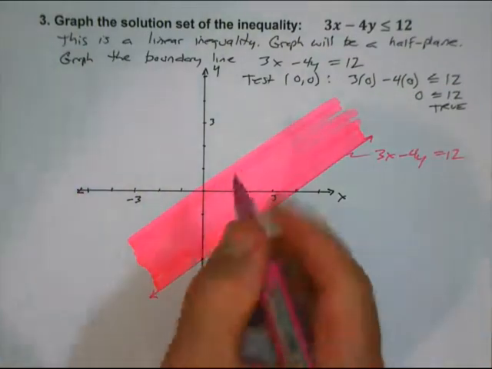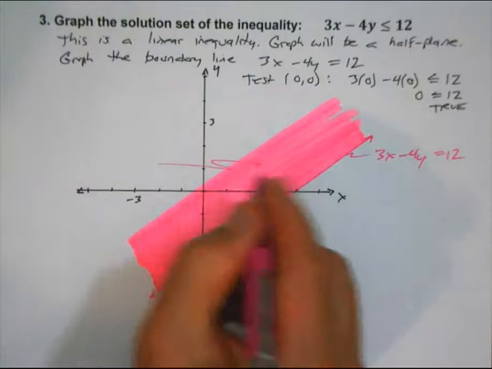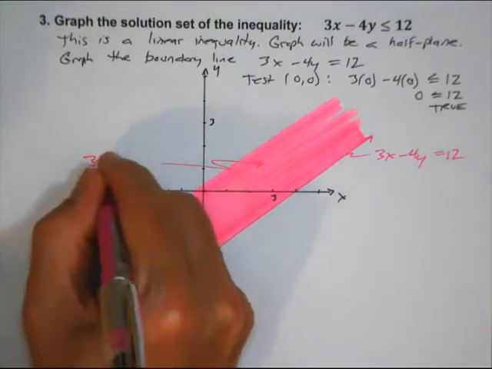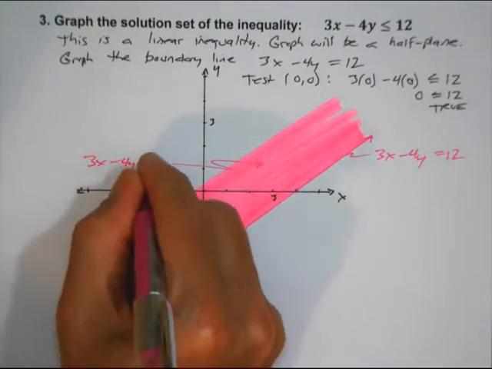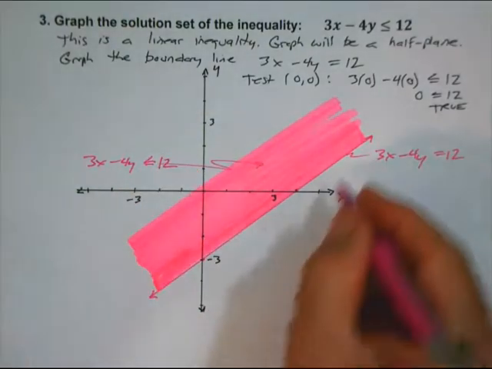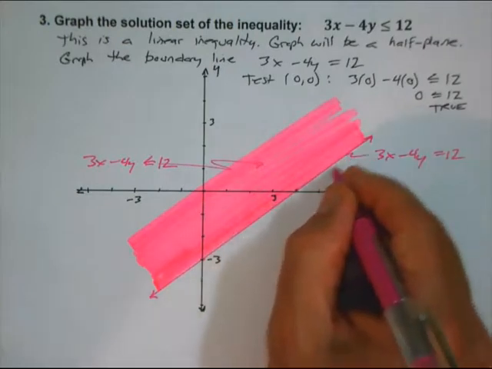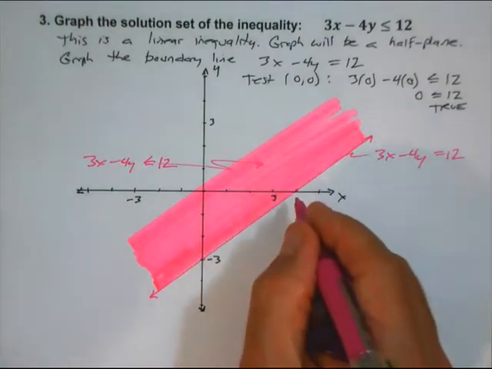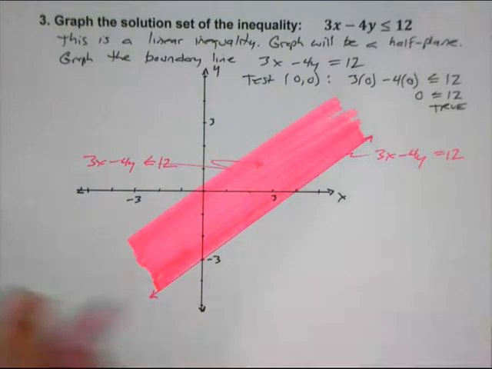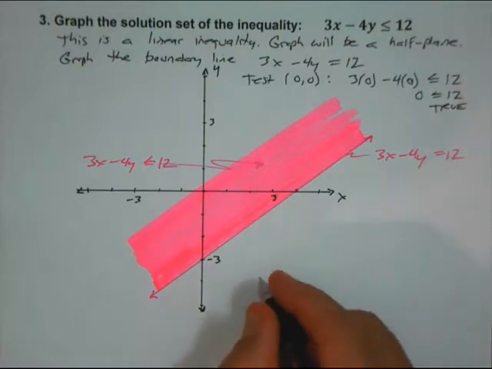Alright, there we have it. And here we've got 3x minus 4y less than or equal to 12. By having the solid line here, that shows that this line is part of this solution set here, as we want. Okay, now let's test our solution here, or check our solution for errors.